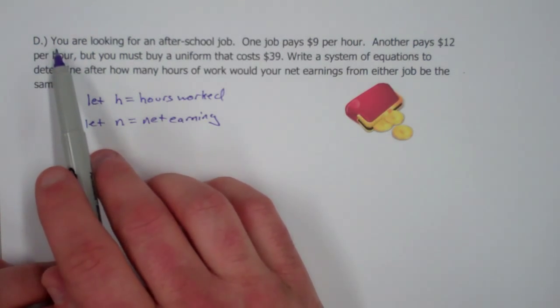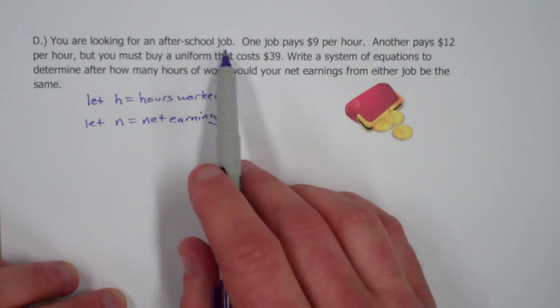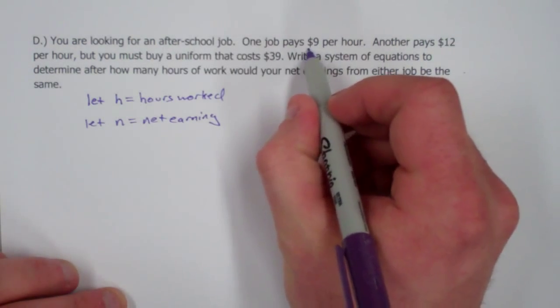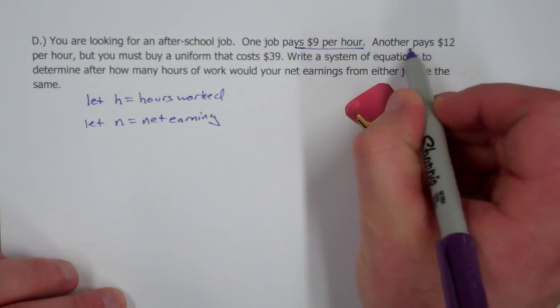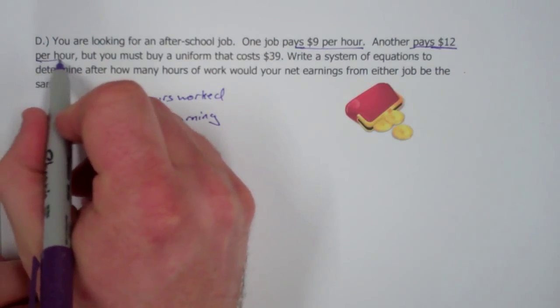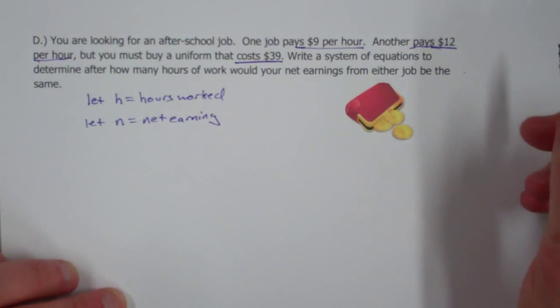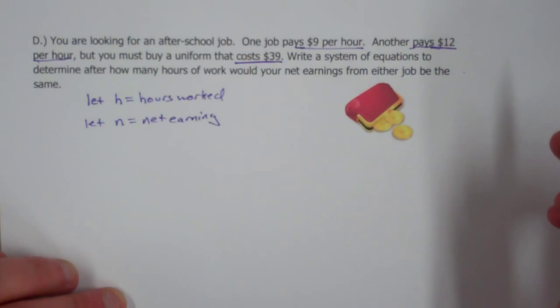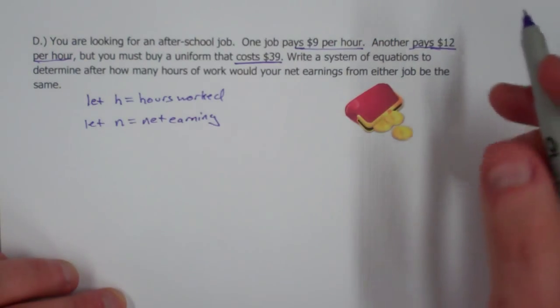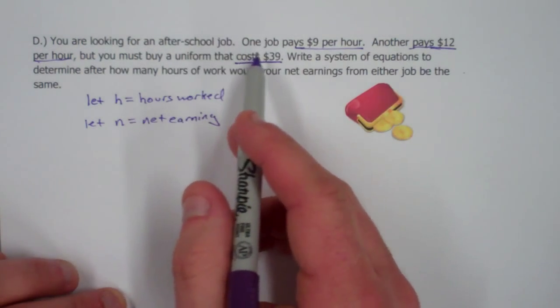Let's read from the beginning. You're looking for an after-school job. One job pays $9 per hour. Another pays $12 per hour, but you must buy a uniform that costs $39. So right when you step on the job, you're $39 low, and then hopefully over time you can make part of that back. Let's see what's important here for the first job.